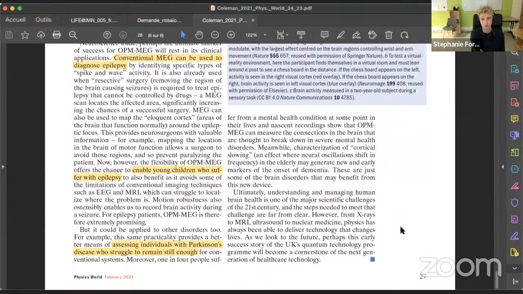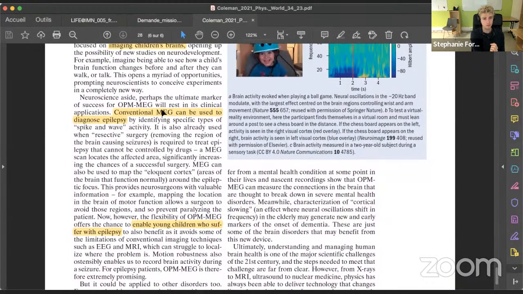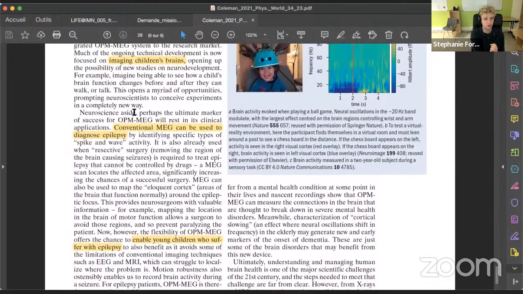They're also talking about scanning people for epilepsy, which can be tricky with fMRI and such, and which may be much better detected and localized, especially in the brain, with this technology.